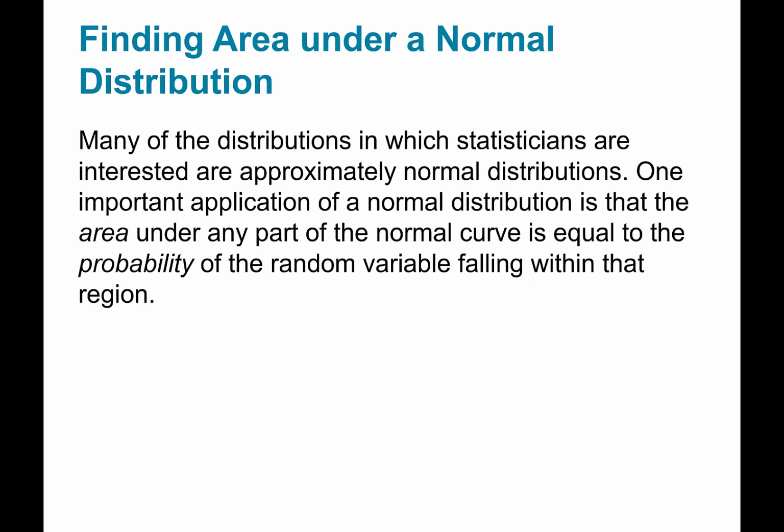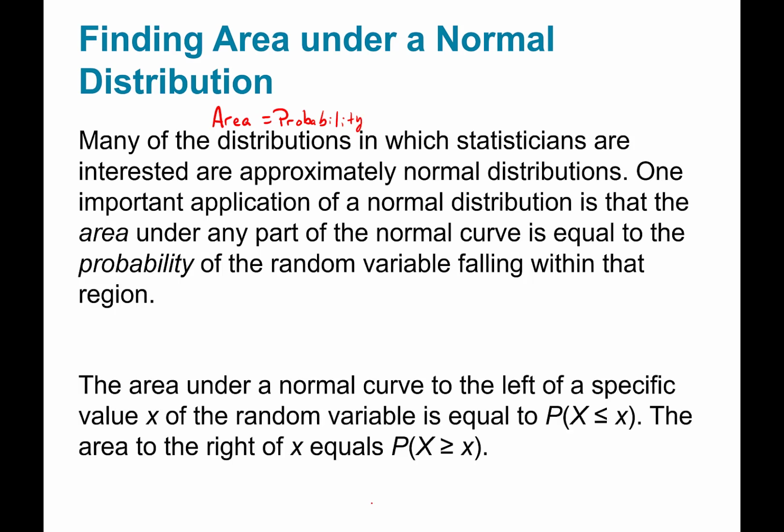So in other words, area is equal to probability. That's the important thing to remember. The area is equal to probability. So the area under a normal curve to the left of our specific value, x, of the random variable is equal to the probability that X is less than or equal to x. So area to the left.